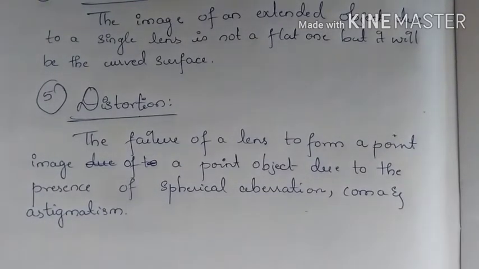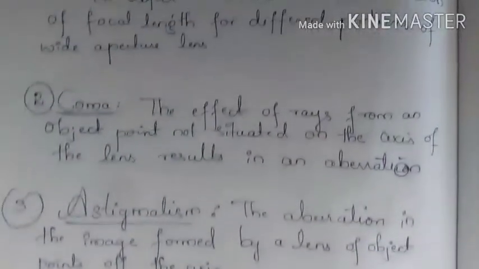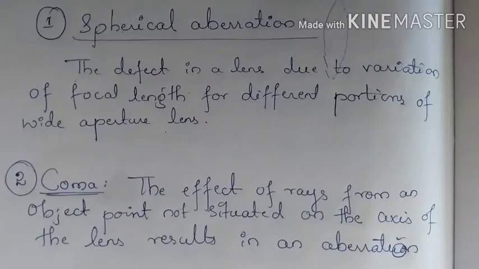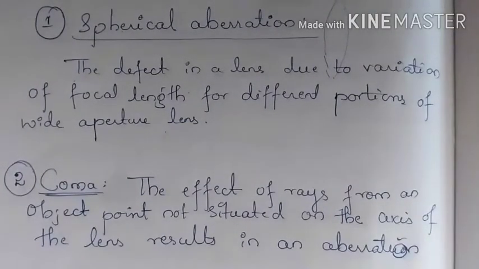So these are the 5 types in a monochromatic aberration. Now let us try to understand briefly what is spherical aberration, what is chromatic aberration. So the first one in this is spherical aberration.